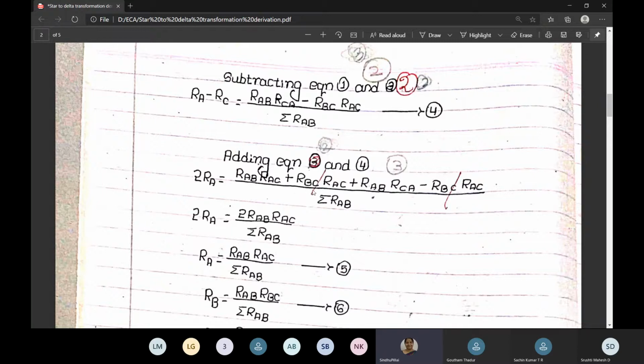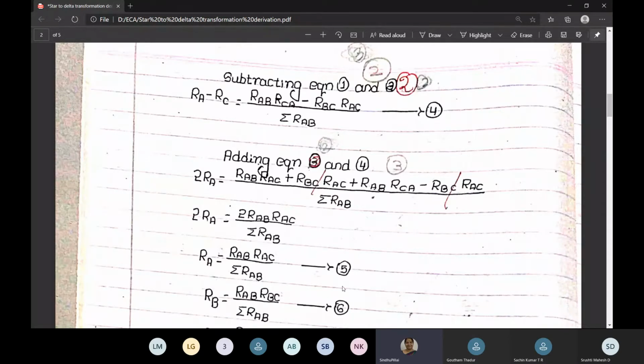So in this, the terms RBC RAC minus RBC RAC will get cancelled. So this is nothing but RAB RAC plus RAB RAC, which is 2 RAB RAC divided by summation RAB. So these two also will get cancelled, LHS and RHS. Next, RA is equal to RAB RAC divided by summation RAB. Call it as equation 5.